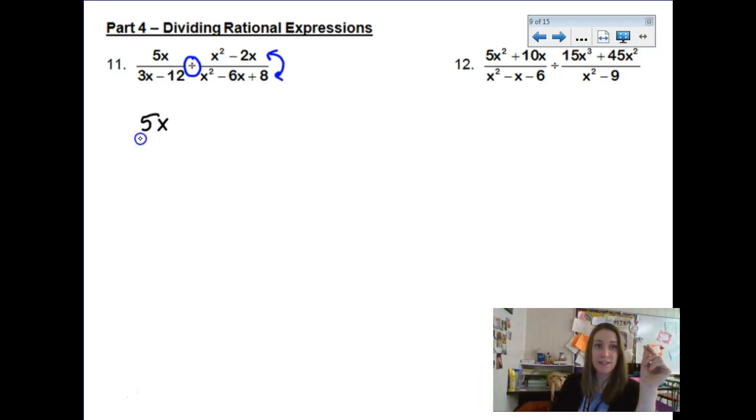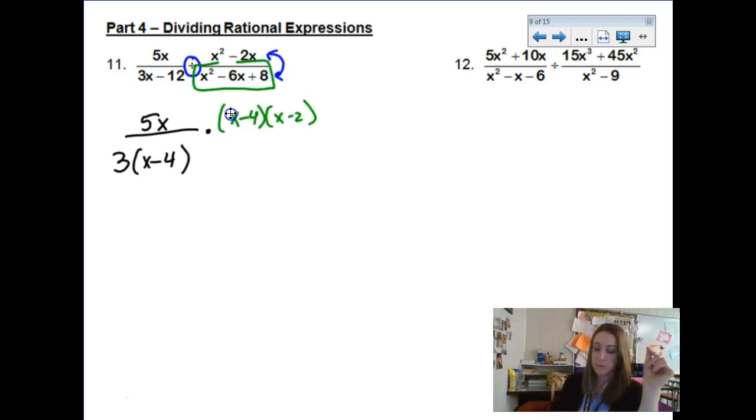So 5x stays, that's a monomial. 3 times x minus 4 is the factorization for that guy. This is now a multiplication sign. And then remember, these are flipping. So this is now the numerator, and it factors into x minus 4 times x minus 2. And then this is my denominator now. I see a common x we could take out.